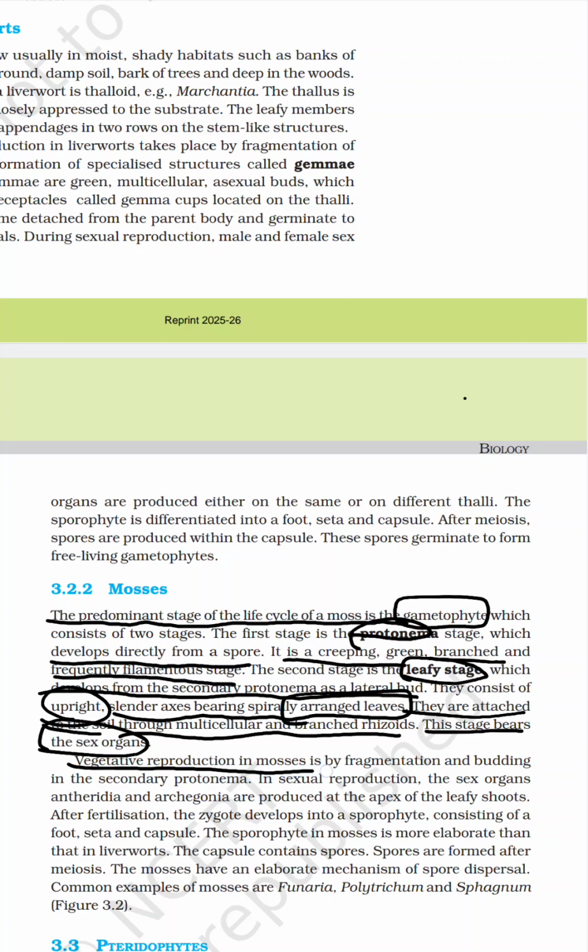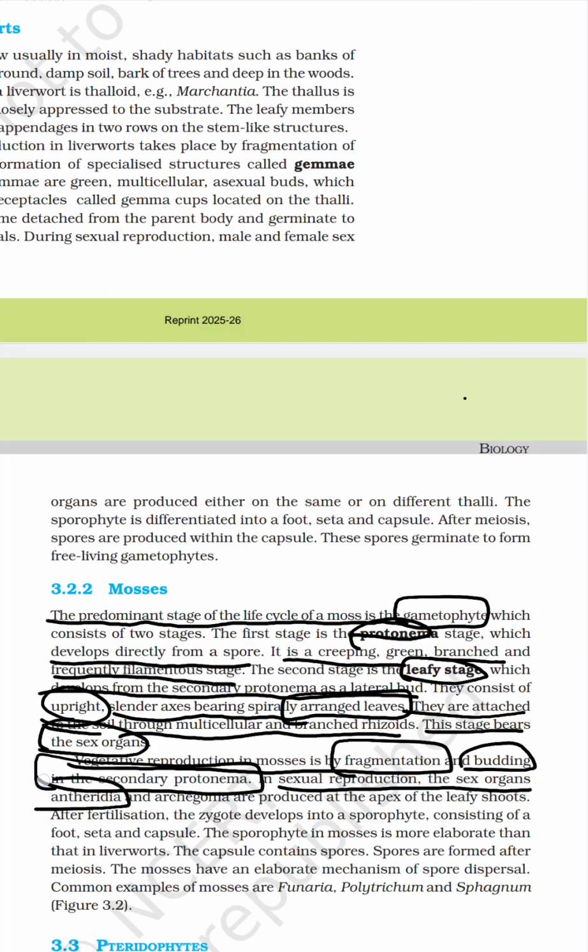Vegetative reproduction in mosses is by the fragmentation and budding in secondary protonema. In sexual reproduction, the sex organs, the antheridium and archegonium, are produced at the apex of the leafy stage. After the fertilization, the zygote develops into the sporophyte, which consists of the same parts as in liverworts: foot, seta, and the capsule. The sporophyte in mosses is more elaborate than in liverworts.